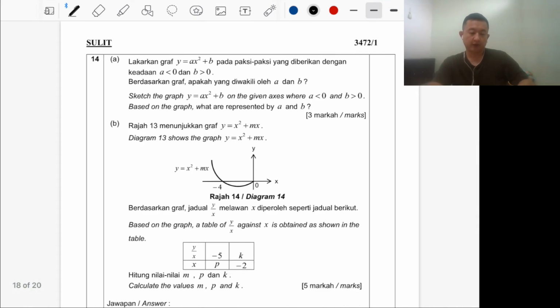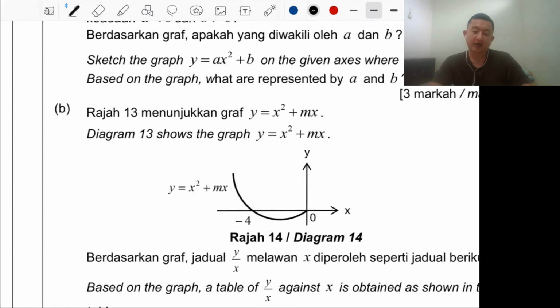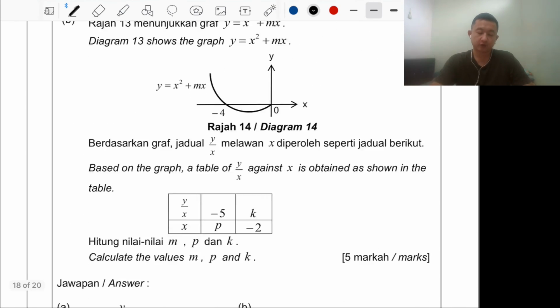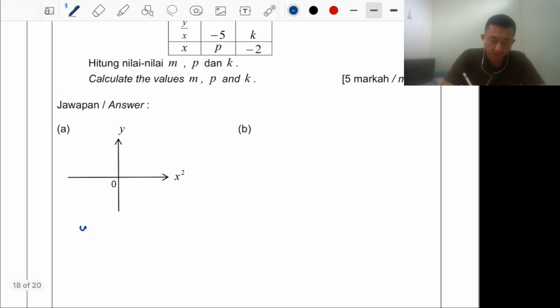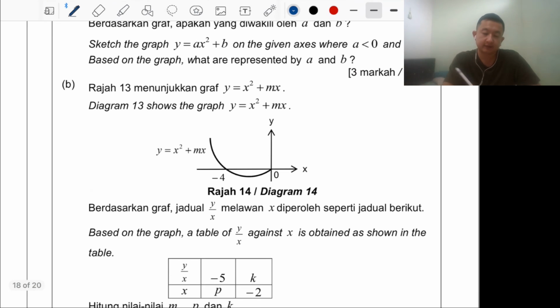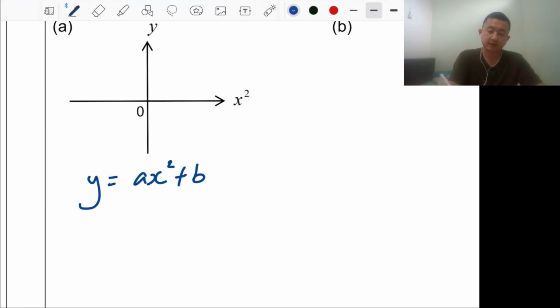14. Sketch the graph. It is given, right? y equals ax squared plus b, where a is less than 0, b is more than 0. Okay, let me write it down. a less than 0, b more than 0.